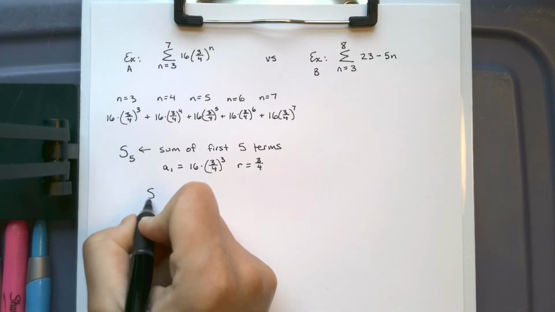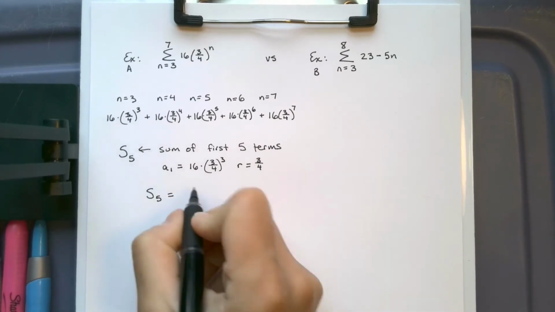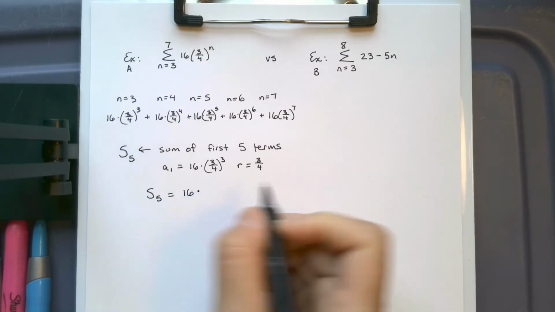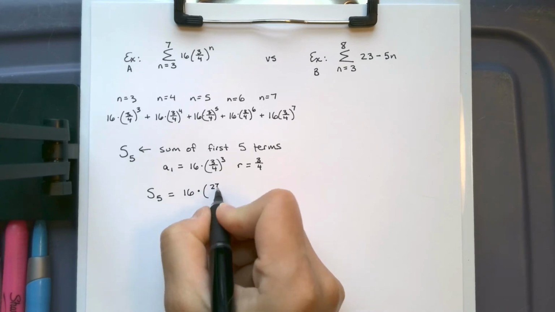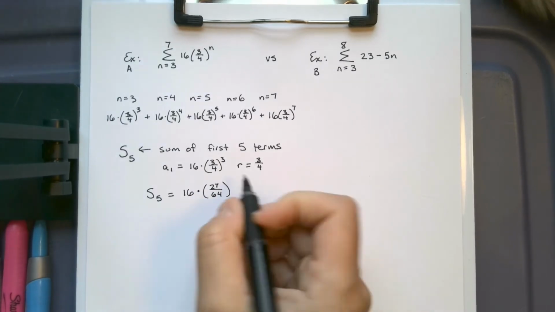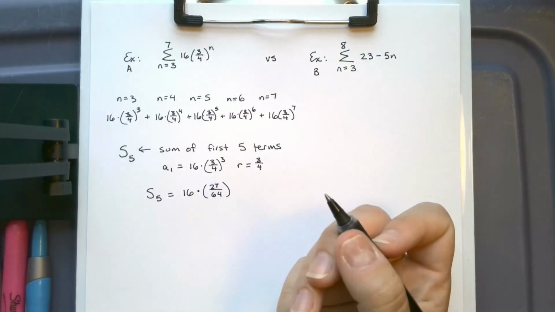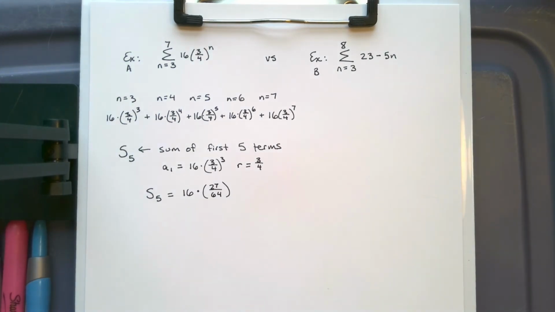So S sub 5 would be 16 times 27 over 64, because that's 3/4 to the third power. I have to move the cat one more time.